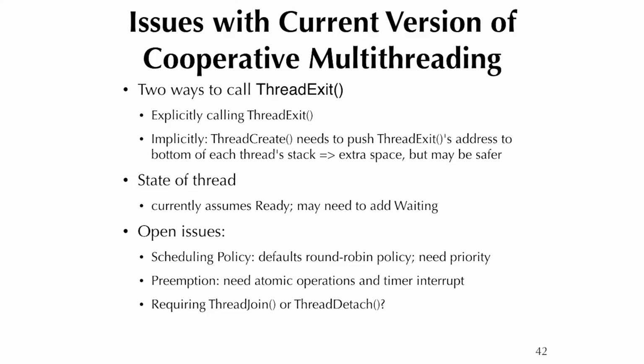So the open issue really has to do with the scheduling policy. Right now we do the simplest one, and then preemption will be done after you get the cooperative version working, because after you fully understand this, preemptive is actually not as hard. It's just tricky because of race conditions, and that's where you need to do additional things to make sure things happen atomically. Later we'll revisit the issue of join and detach in conjunction with the thread exit.